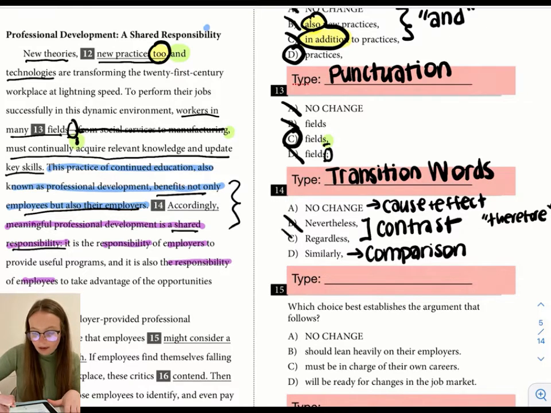So I don't want to pick B or C because those are used for contrast. We're not comparing the fact that the benefits apply to both of them to the fact that it's a shared responsibility. We're more so saying because it's going to benefit both parties, it's a shared responsibility. So we want a cause and effect word, which then gives us choice A.